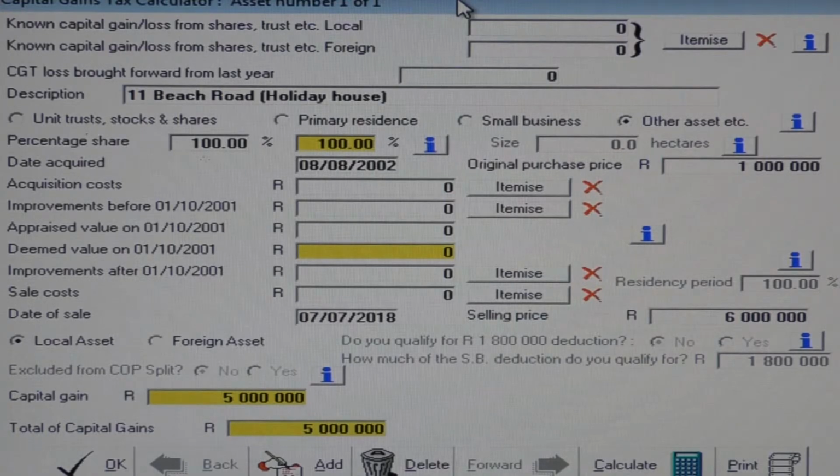Restoring the CGT calculator screen, we can see that the property was bought after capital gains tax came along in 2001. So working out what SARS calls the base cost and the profit is very simple. The base cost is the purchase price and the proceeds are the sale price. The proceeds, less the base cost, less certain other costs, is the profit or gain.